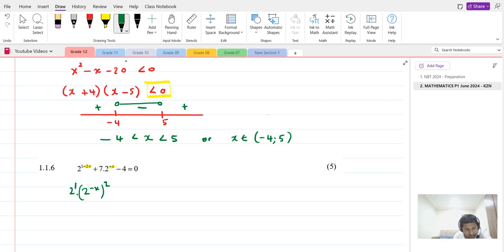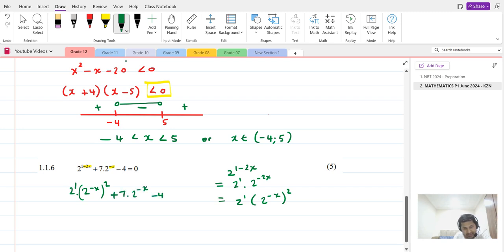Remember, this is 2 to the power 1 minus 2x because I'm trying to decompose. This is 2 to the power 1 times 2 to the power minus 2x. Now the minus 2x, you can switch these around: 2 to the power 1, 2 to the power negative x, and square that. You can see negative x times 2 is minus 2x, so it's perfect to write like this, plus 7 times 2 to the power negative x minus 4 is equal to 0.